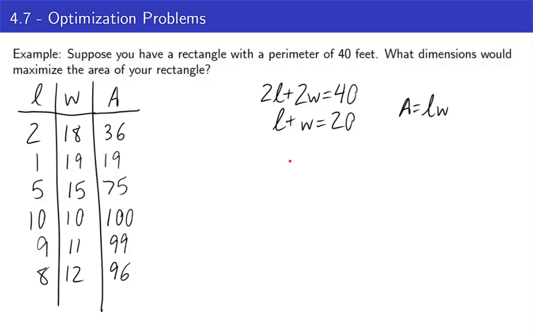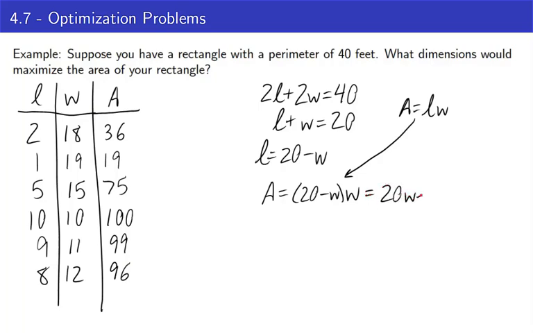Let me give you a little bit of a background on what we can do here. What I'm going to do is solve this equation for L, and then I'm going to use these two facts to plug in to my area function as length being 20 minus W, times W. Notice what I did there. I took my area function and I used what I had known about the perimeter to write the function in one variable. Well, this turns out to be 20W minus W squared. And look at this, I have a function. I can find its maximum.